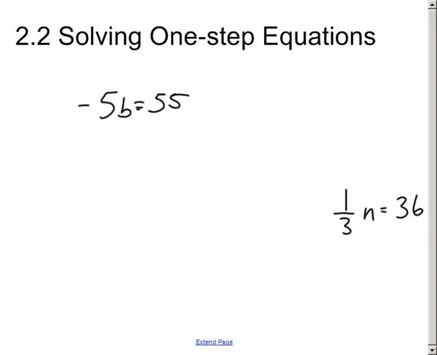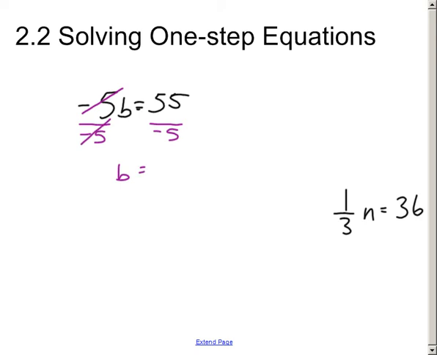Okay, multiplication and division. We have negative 5b equals 55. We have like terms all collected. We have b's on one side, we have numbers on the other. So what we need to do is get from negative 5b to a single b, 1b. So in order to do that, I'm going to do the same thing to both sides. I'm going to divide by negative 5 both places and get b, because the negative 5's cancel.